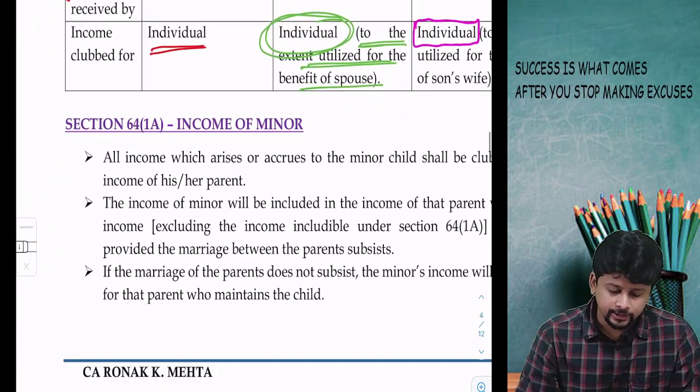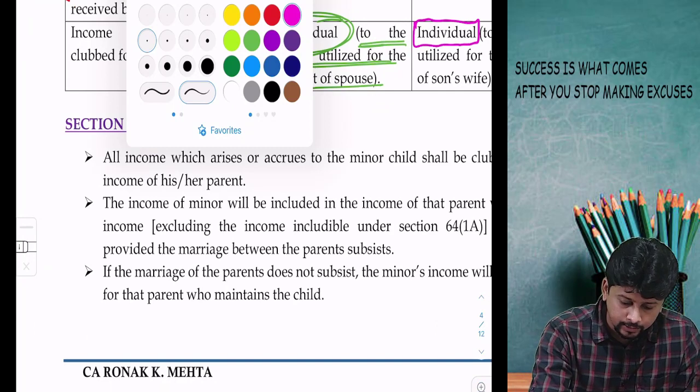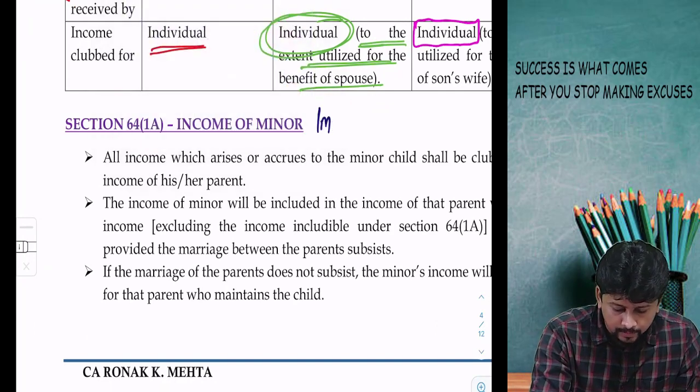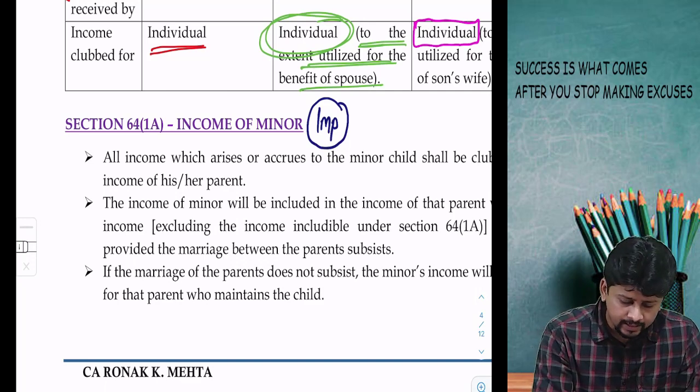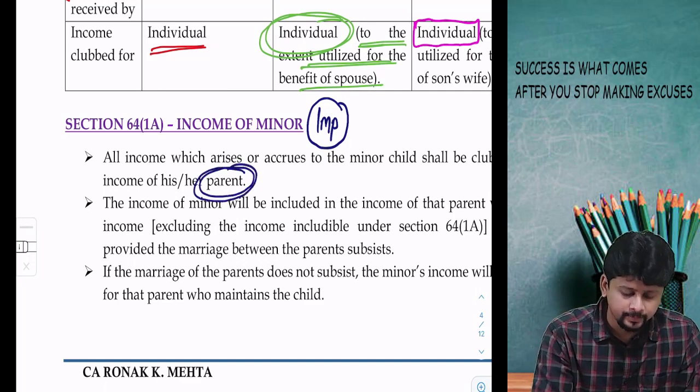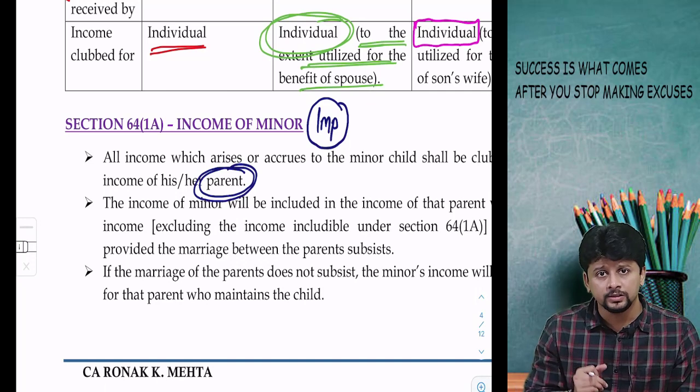Moving on to the next section. Even this is something important. This also comes up in your paper quite frequently. Minor's income will be taxable in the hands of the parent. Minor will not pay tax. General concept.